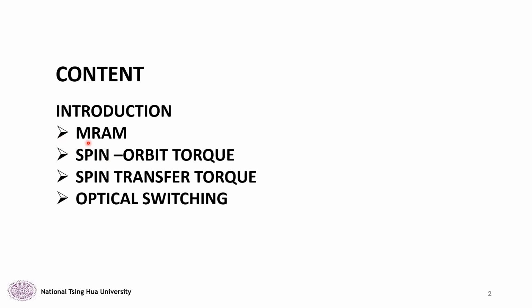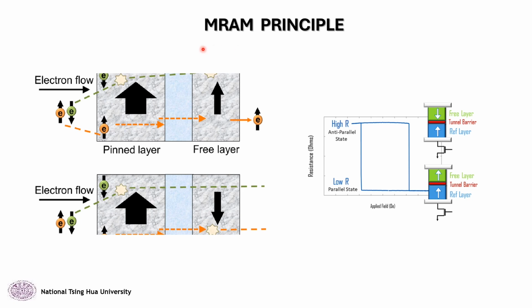First, I'm going to do the introduction of the MTJ devices and the optical switching. The basic principle of the MTJ device is having two magnetic layers with one tunnel layer. When we introduce the current, if the magnetization directions of the two layers, the pinned layer and the free layer, are in the same direction, then they have low resistance, and when they are opposite they have high resistance. This phenomenon we are using to store the data in the MTJ devices.